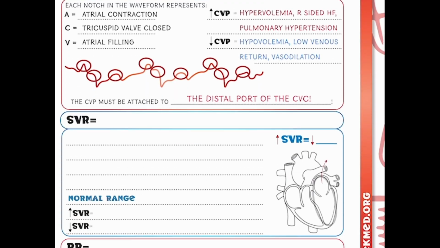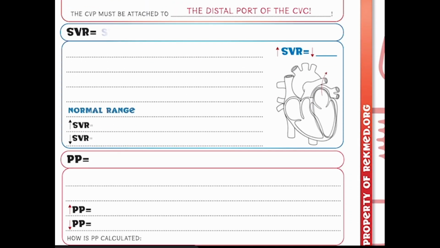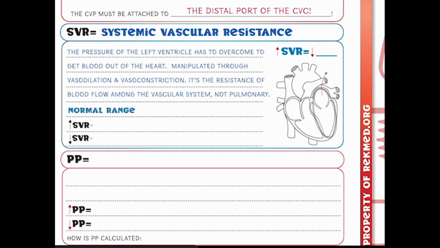distal. Now we're going to move into our SVR, or our systemic vascular resistance. So this is the pressure that the left ventricle has to overcome to get blood out of the heart. And this is manipulated through vasodilation and vasoconstriction. So it's the resistance of blood flow among the vascular system, not the pulmonary system.